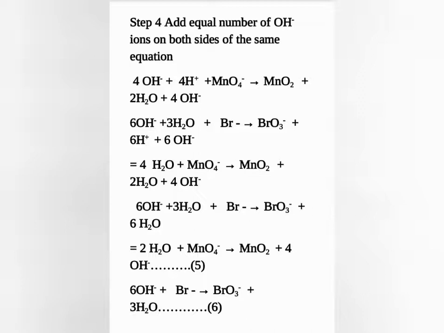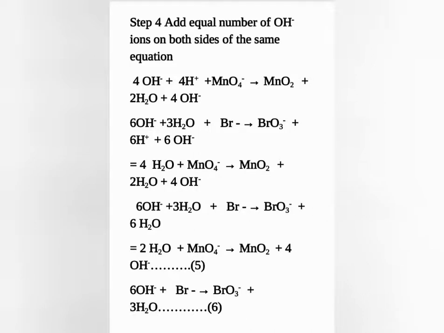So the final equations become 2H2O plus MnO4 minus gives MnO2 plus 4 OH minus, and the second equation becomes 6 OH minus plus Br minus gives BrO3 minus plus 3H2O. So this is the only one additional step if you are working in basic medium, since we are not supposed to get H plus ions. If H plus ions are there, we can say that the reaction is taking place in acidic medium. If it is in the presence of OH minus ions, we can say that the reaction is taking place in the presence of a base. So to convert that H plus into OH minus, we are adding an equal number of OH minus on both sides. Now we can see that in both equations we don't have any H plus ion.